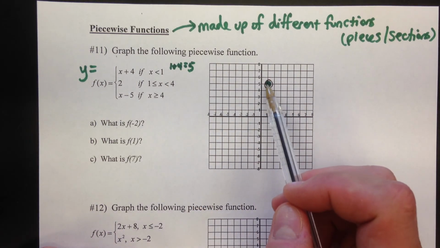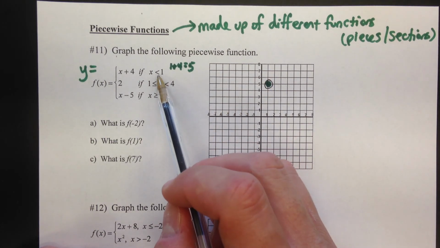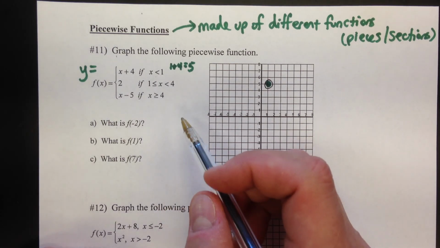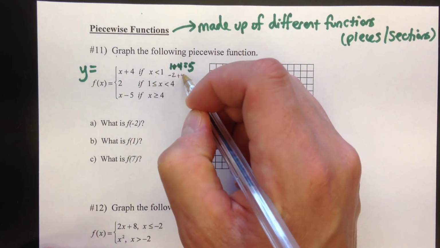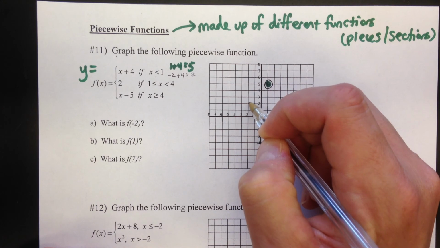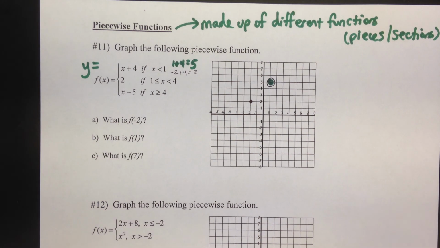Now, to graph the line, I need more points. So I could plug in a different value. If I plug in something less than 1, for example, if I take x is negative 2, okay, negative 2 plus 4 is positive 2. So negative 2 comma 2 is another point right there. Now what I'm going to do is graph that. I'm going to use a ruler.